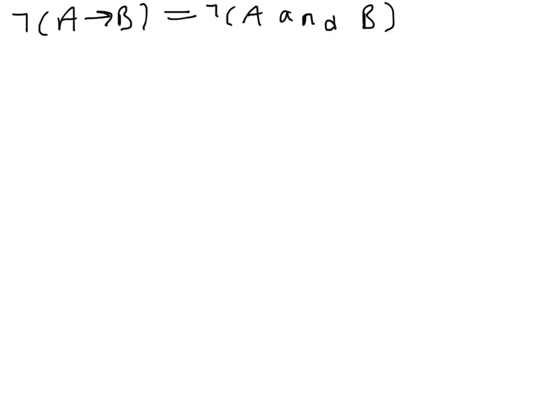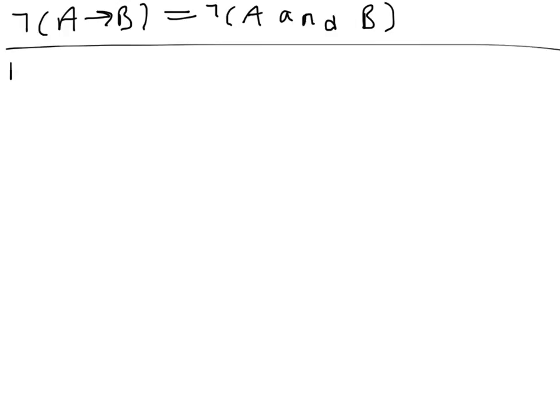So today I'm going to show you how to prove whether two statements are equivalently true using truth tables. Let's say you're given the question: is not (A implies B) equivalent to not A and B? This is not easy thinking from your head, so we're going to have to draw a truth table.